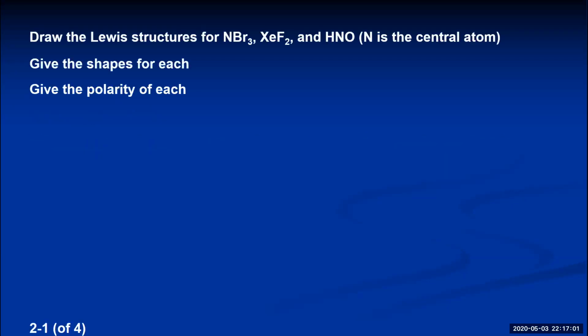Let's go on to exam 2 material, and I'm going to ask you to draw the Lewis structures for 3 different covalently bonded molecules, NBr3, XeF2, and HNO, where N is the central atom. Once you've drawn the Lewis structures, I want you to predict what the name of the shape would be for each, and then tell whether each would be polar or nonpolar.